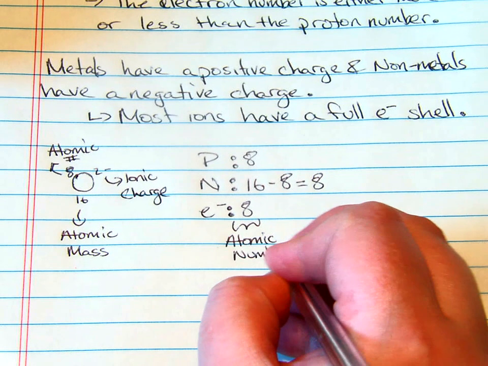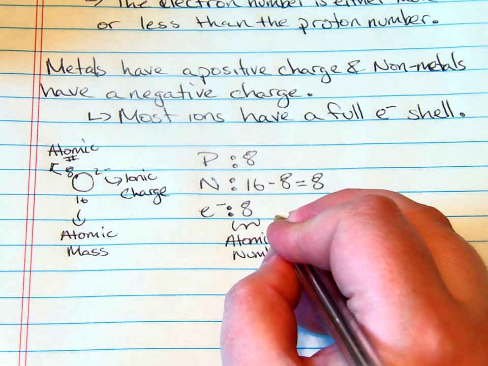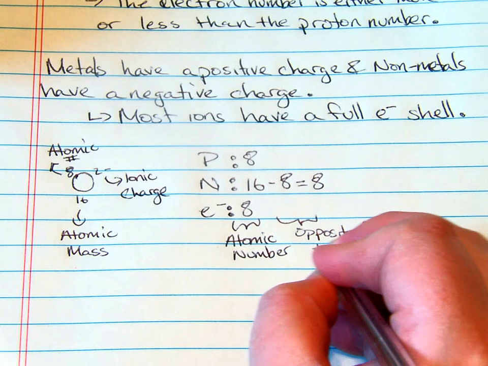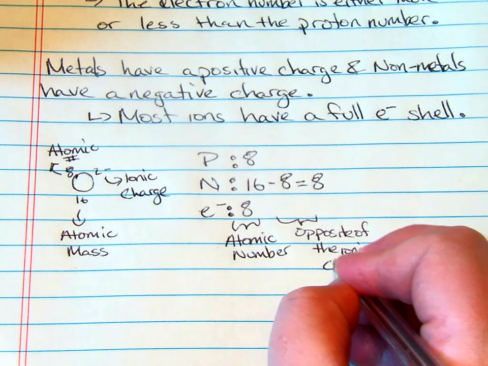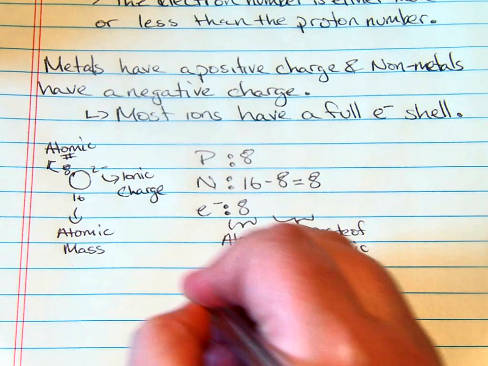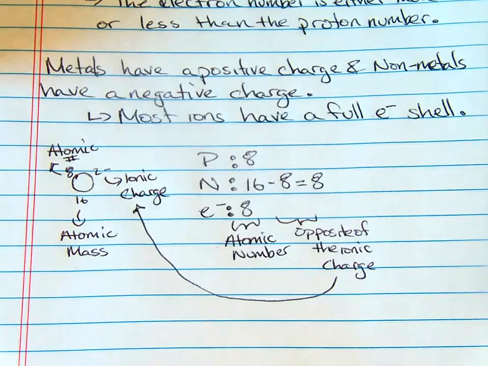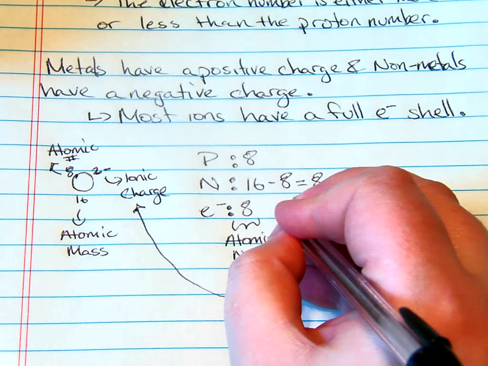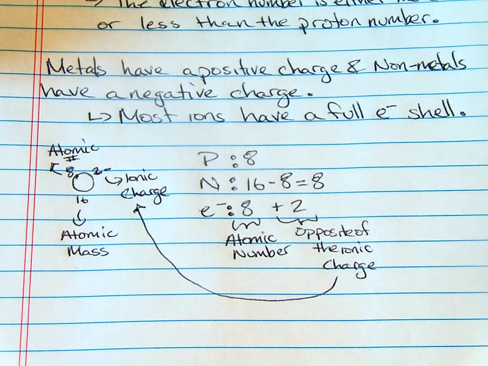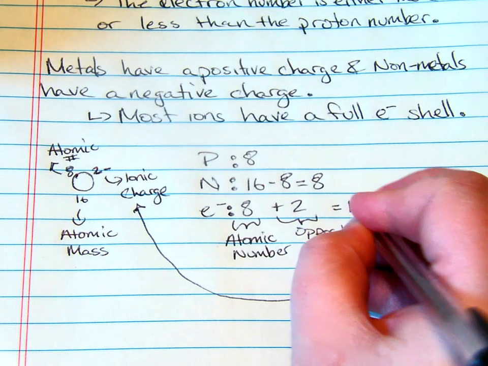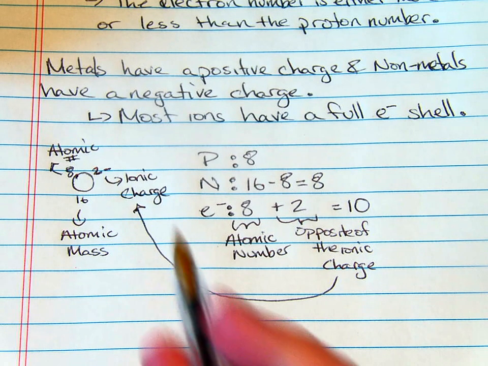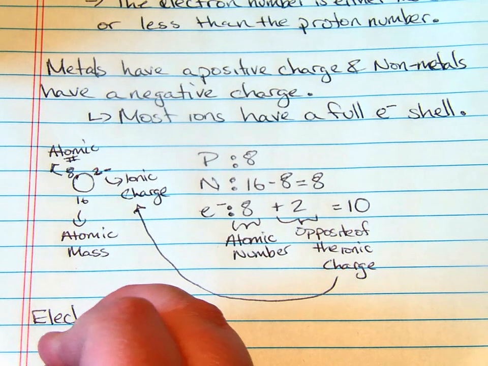And then we do something funky. We do the opposite of the ionic charge. So, if we take a peek at our ionic charge, we see we have 2 minus. So the opposite of 2 minus is plus 2. Well, 8 plus 2 gives us 10. Why do we do the opposite of the ionic charge? Well, the reason why we do the opposite of the ionic charge is that electrons are negative.